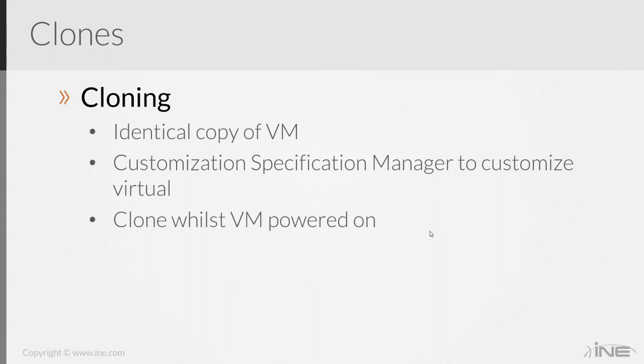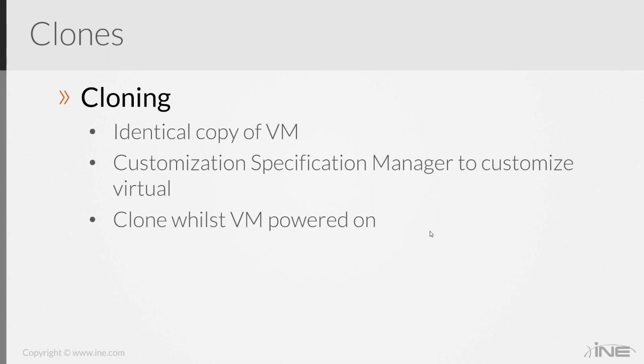When we clone a virtual machine, it leaves the source VM untouched, while at the same time making an identical copy of it. The copy would be a fully functional VM which we could power on and manage as normal. We would have the option too of cloning to a template.